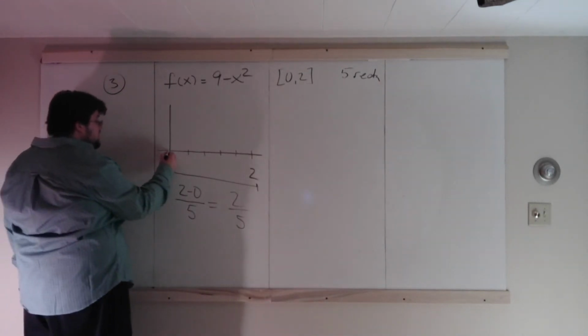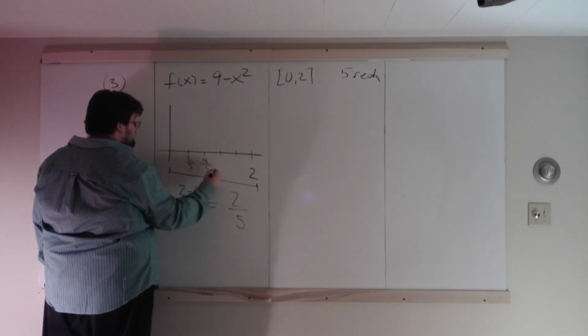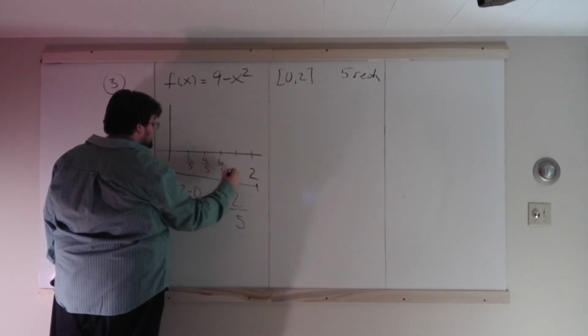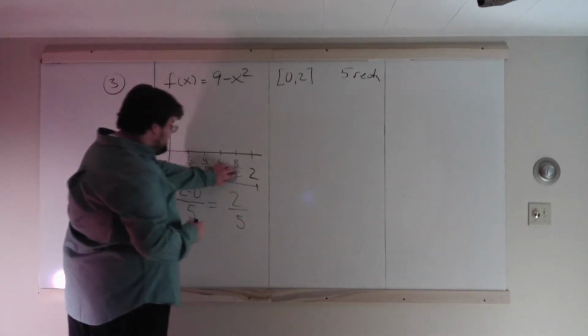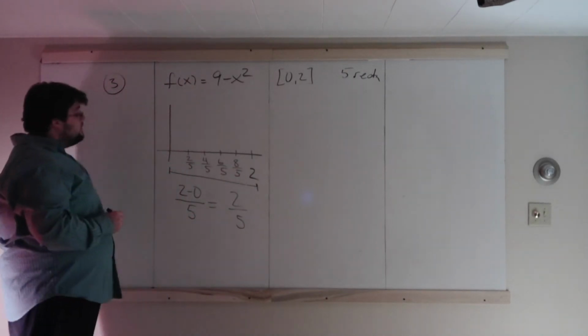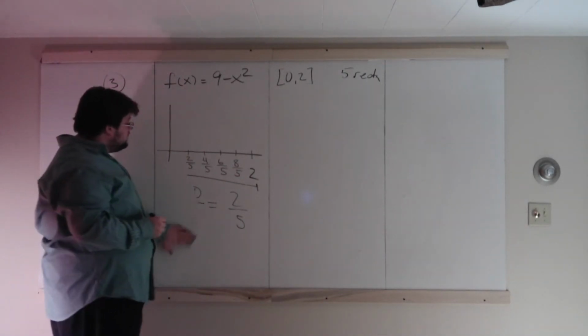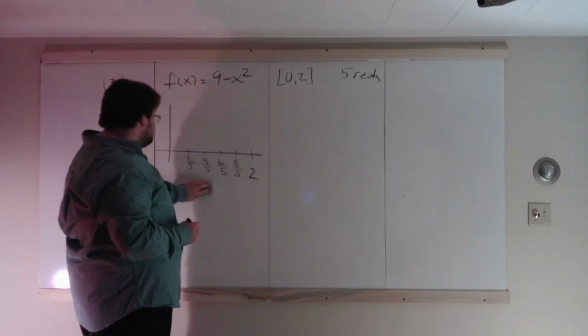We started at 0, so the next one is 2/5. 2/5 and another 2/5 is 4/5. 4/5 and another 2/5, 6/5. 6/5 and another 2/5, 8/5. That's not a 5, that's a 2. Now it's a 5. So we have all of the x values just by using the length of the interval and dividing it into 5 pieces, starting at 0.